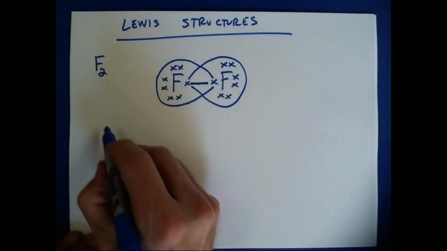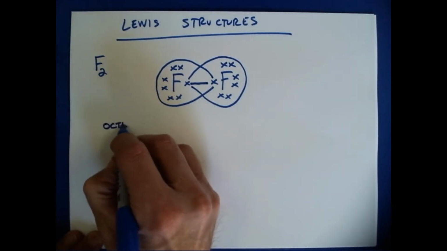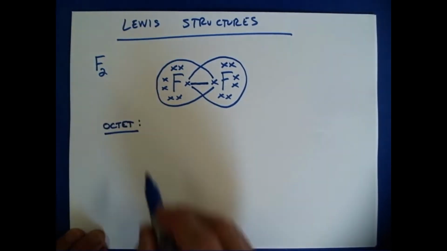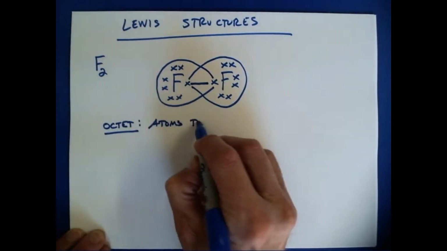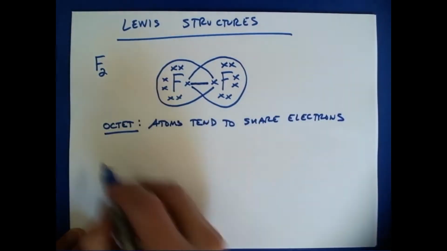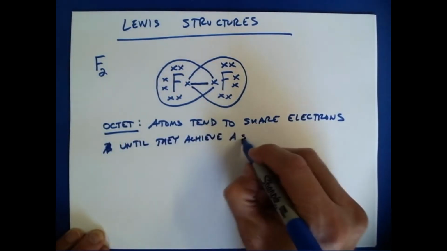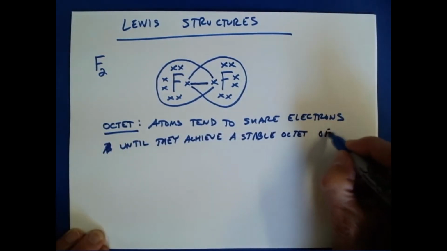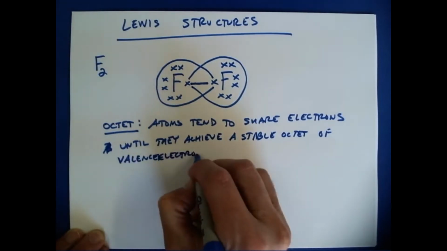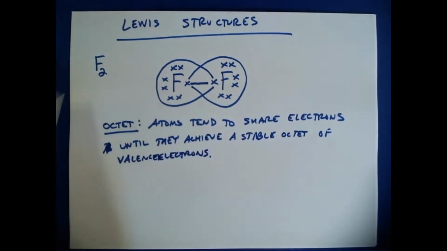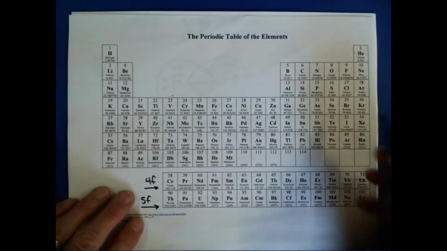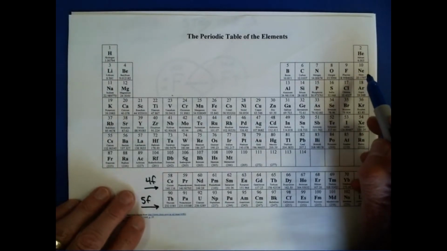And this provides a basis for what we call the Octet Rule, which is that atoms tend to share electrons until they achieve a stable octet of valence electrons. And in a sense, they do this to achieve the stable configuration of the nearest noble gas.